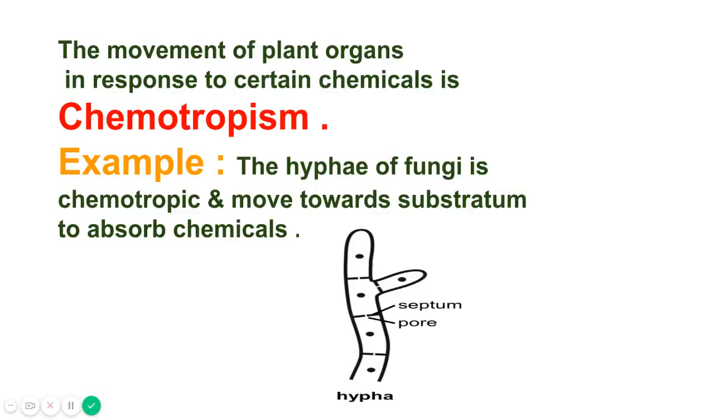Students, the movement in the curvature of the organ of the plant is tropic movement. The movement of plant organs in response to certain chemicals is chemotropism. So again, chemo means chemical stimulus. The example is the hyphae of fungi. It is chemotropic. That is, the extensions of fungi, they show chemotropic movement. They move towards substratum, which is the inner layer of soil and rock beneath the ground surface, to absorb chemicals.